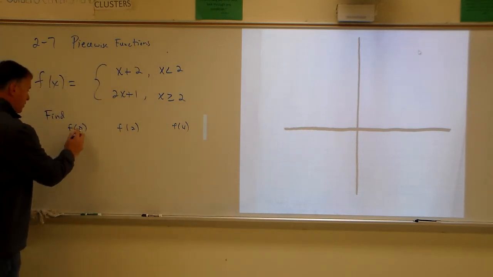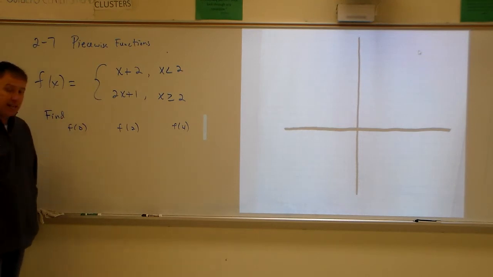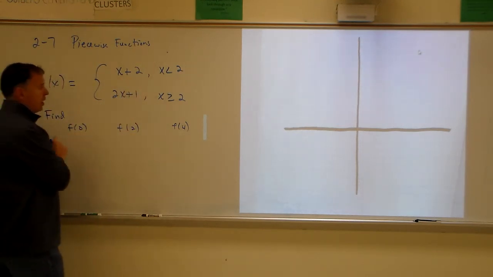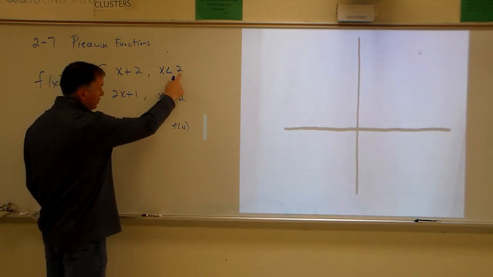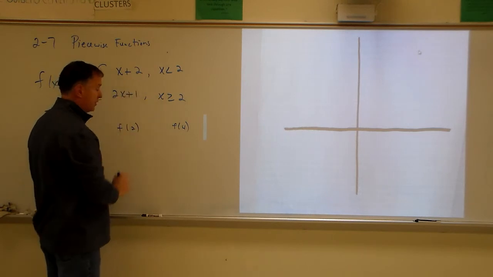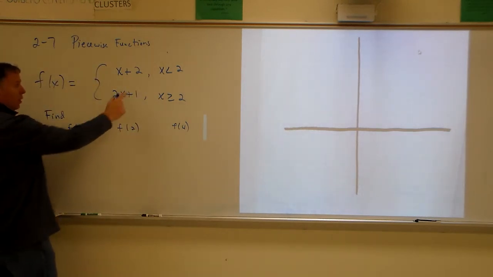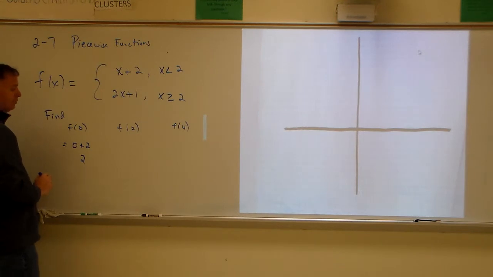So, f of 0. Normally, you just take your function and plug it in for x. However, here, you're going to see which one you're supposed to use. X is 0. Well, 0 is not greater than or equal to 2. 0 is less than 2, so I've got to use this function. So this function tells me to do 0 plus 2. 0 plus 2 is 2. So the answer to f of 0 is 2.